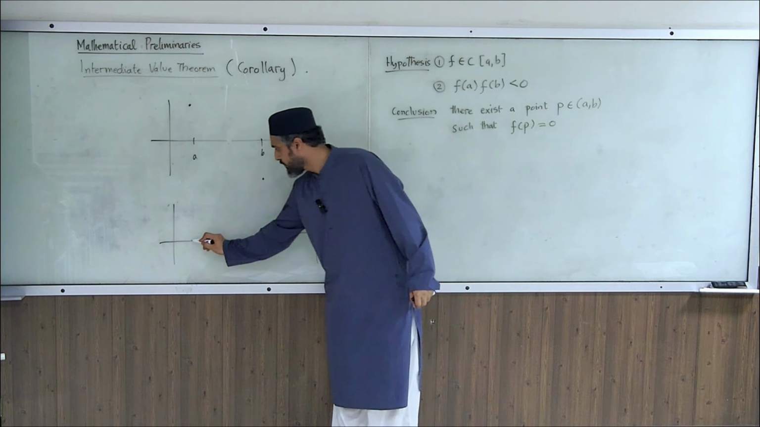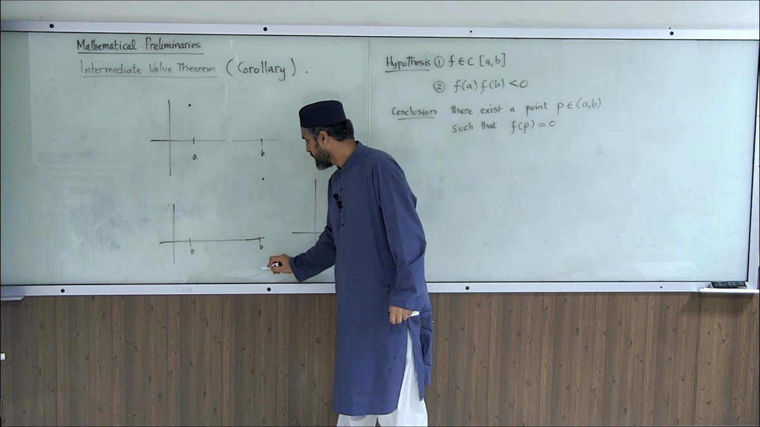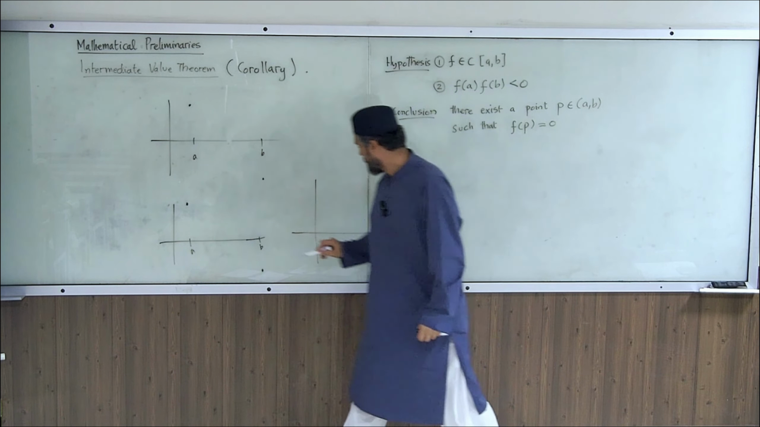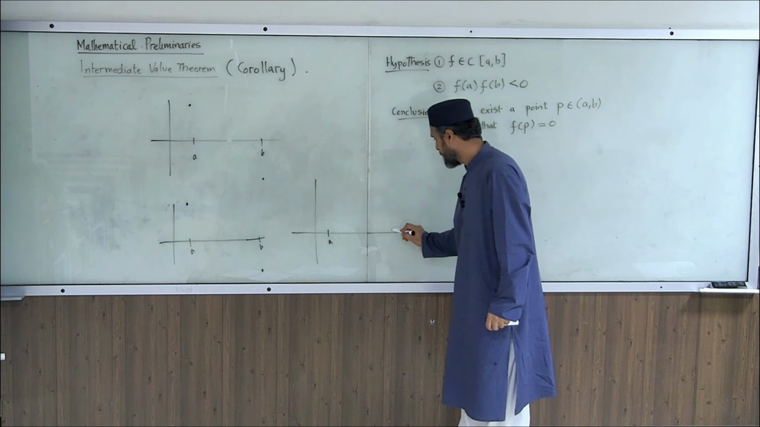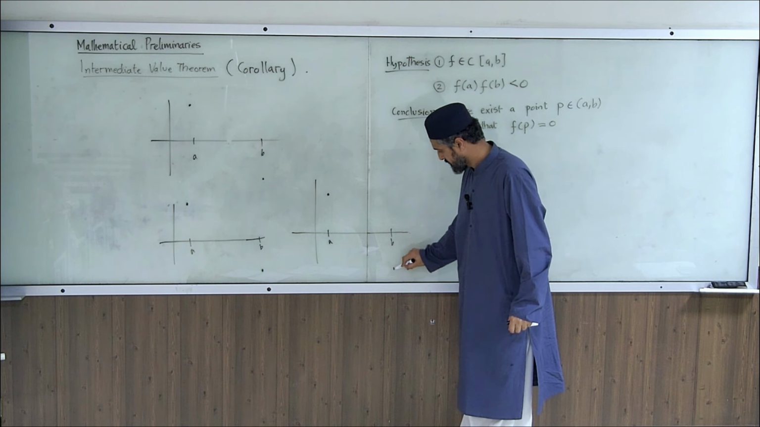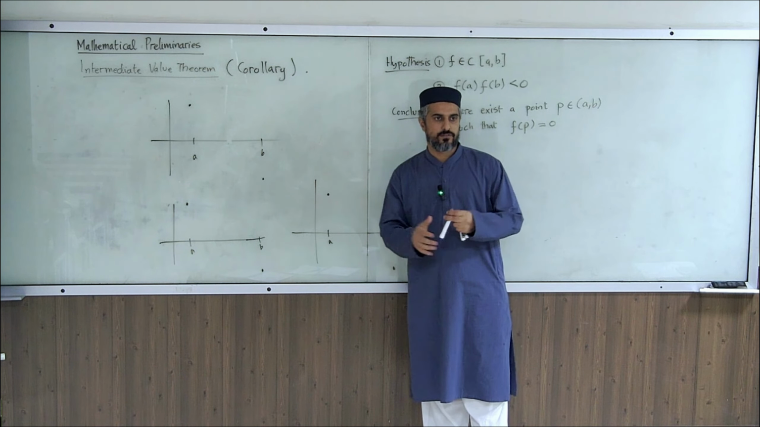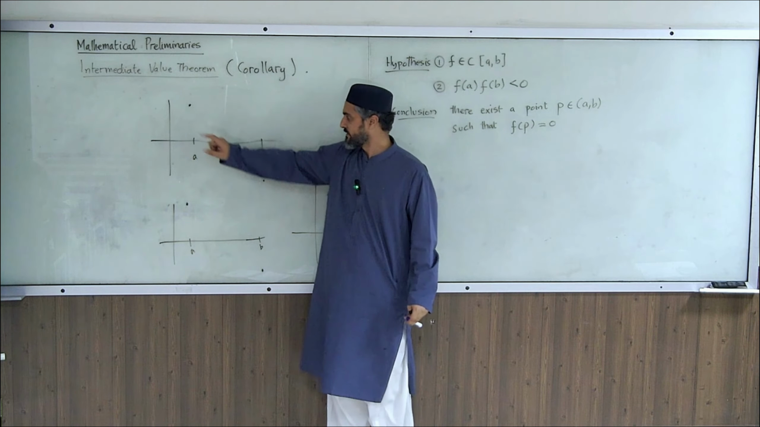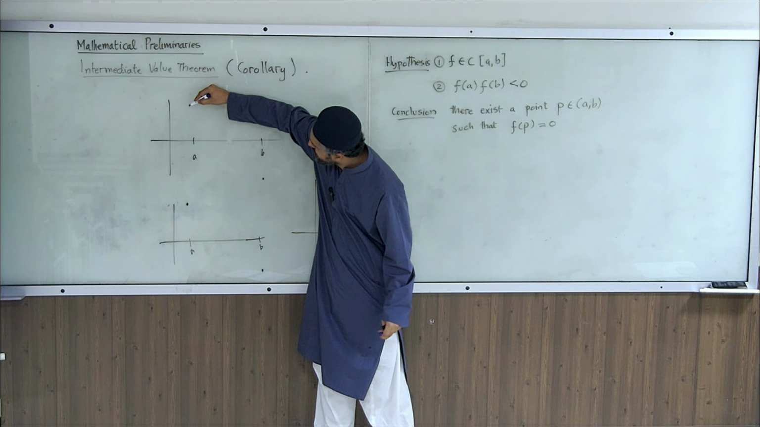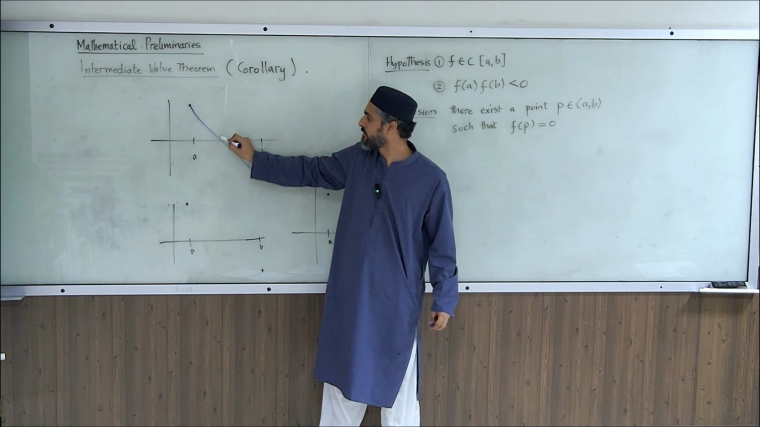Okay, so this is a point A, this is a point B, this is the height, this is the point A, and this is the point B, and this is the height. So these are the heights at the endpoints, and the function is continuous. Let's start with this. That is the first case that we started with. If this is the case, how many solutions do we have?